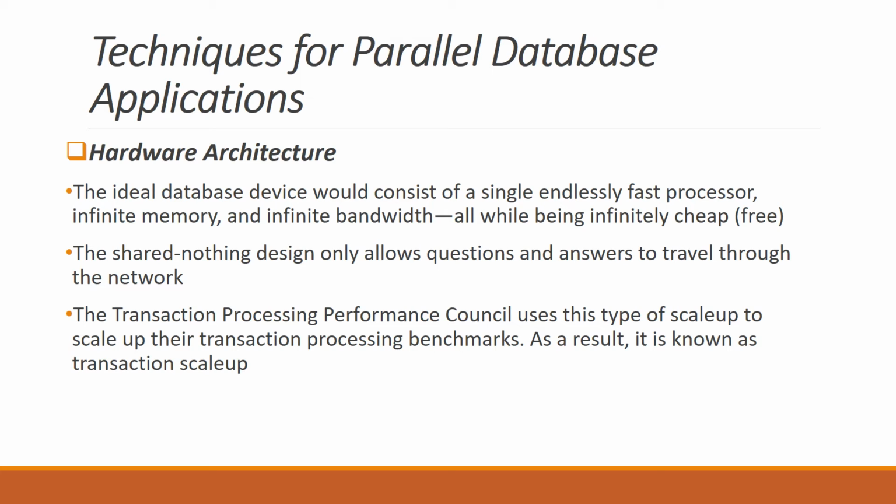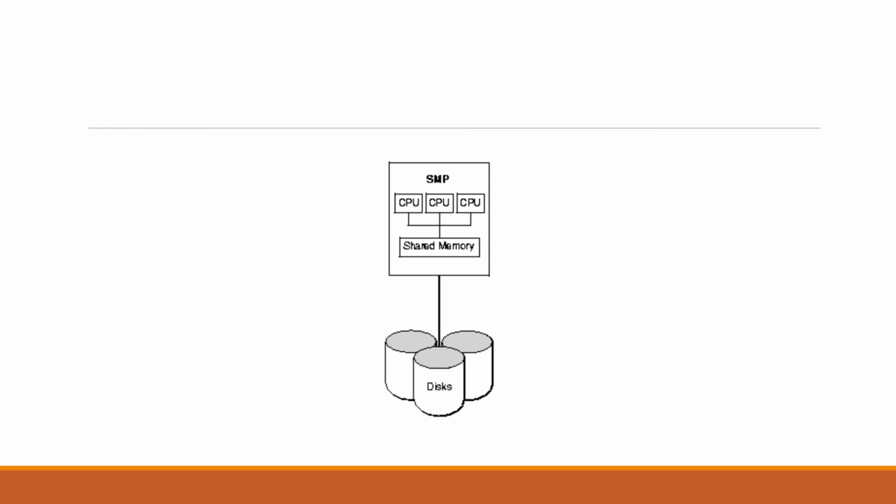The hardware architecture for parallel systems is shown below. So this is the hardware architecture that I spoke about in the previous slide. And we can see that the shared memory system, consisting of various CPUs running in parallel, shares a common pool of resources, that is the disks in this case.